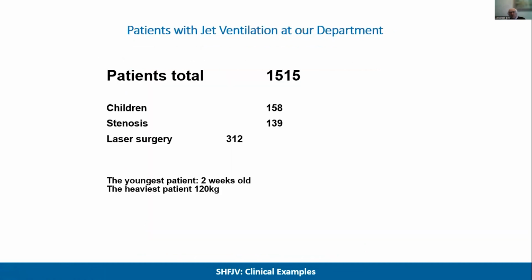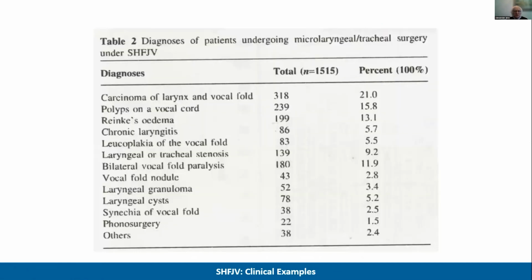In our department, we ventilated 1,515 patients with jet ventilation, 158 children, 139 stenosis, and 312 laser surgeries. The youngest patient was 2 weeks old. The heaviest patient was 120 kilograms. It is possible to ventilate this patient. And here you can see all the diagnoses of patients undergoing microlaryngeal and tracheal surgery under superimposed high-frequency jet ventilation. We could perform all operations without any complication.